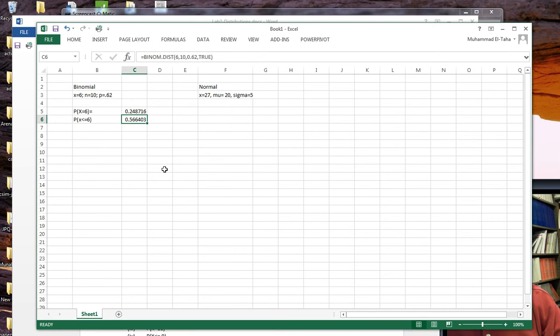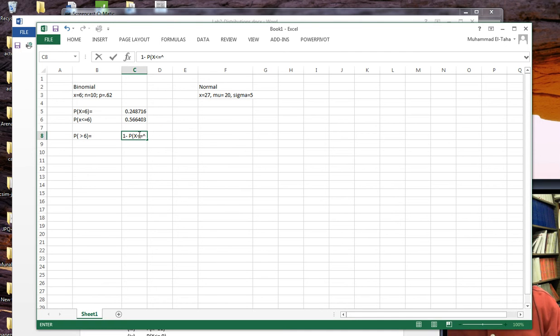Okay, and if I want, say, the probability of x greater than 6, then how would I answer that? That means I want one that's going to be equal to 1 minus the probability of x less or equal to 6.